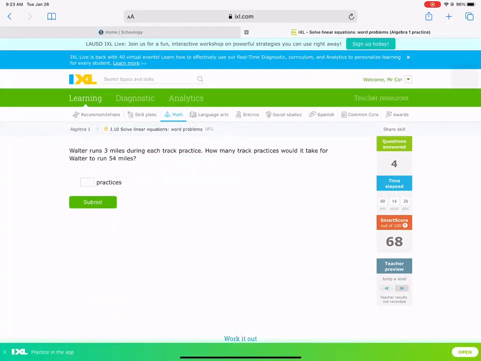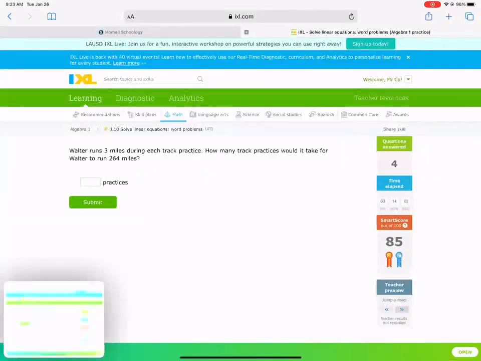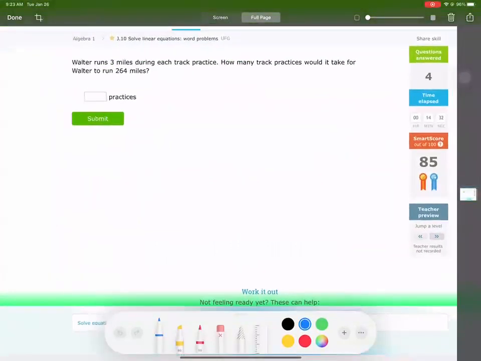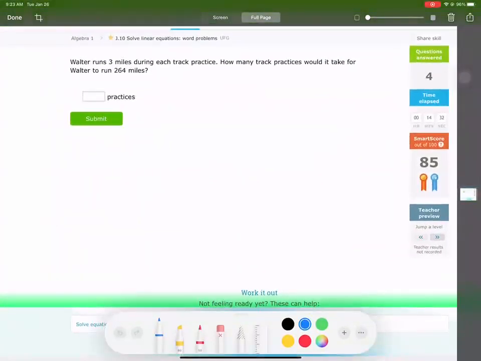This is very similar to our last one, actually. Similar problem, but let's do it anyways. The number just got bigger. Okay, Walter runs 3 miles during each track practice. How many track practices does it take for Walter to run 264 miles? How many track practices does it take him to run 264 miles?